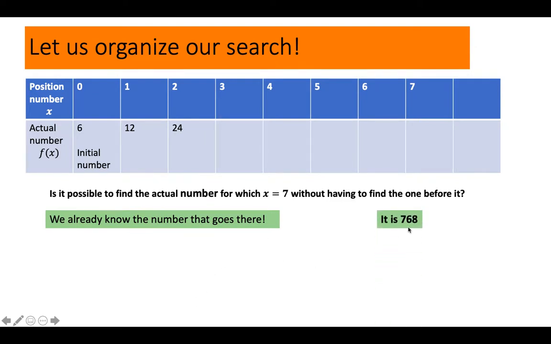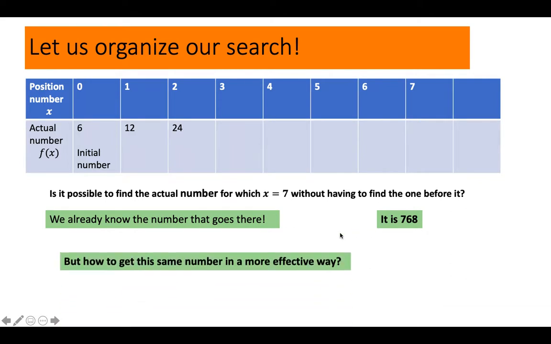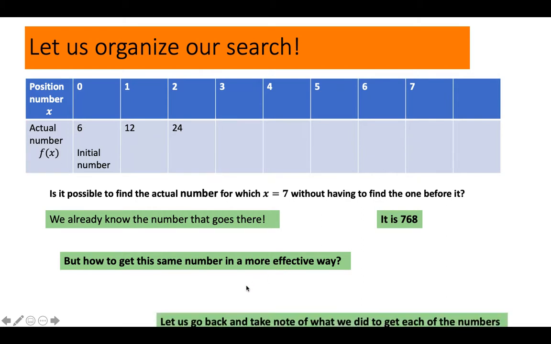So we know that number is 768, so there's no mystery there. We already know the answer we're looking for. The question is how to get this same number in a more effective way. Okay, so concentrate on that, please. Not on the actual answer, but on how to get it.